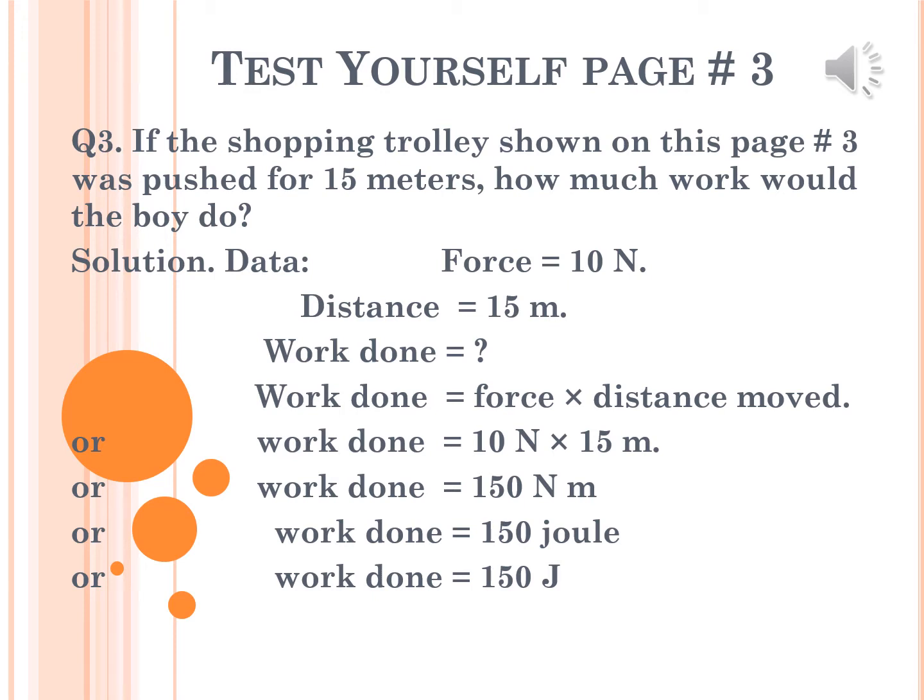In this figure on page number 3, you can see that a boy is applying a force which is equal to 10 Newton. Distance is 15 meters. Now, work done is equal to force multiplied by distance moved, or work done is equal to 10 Newton multiplied by 15 meters, or work done is equal to 150 Newton meters, or 150 Joule, or 150 J. I hope you have understood this numerical problem. Solve this question in your notebook.